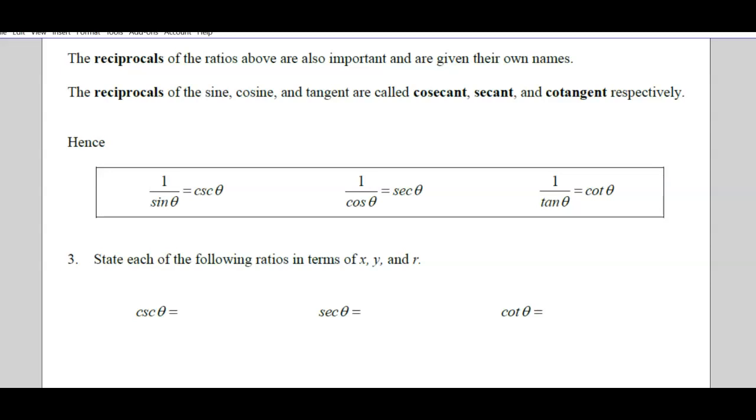So one of the two starts with a C. Tangent has a reciprocal of cotangent. One of the two starts with a C. So that's a little bit of a trick to help you remember. So if you're asked to find the reciprocal function of cosine, you're not going to choose cosecant because they both start with C. Tangent's easy because it's got tangent in it, right?